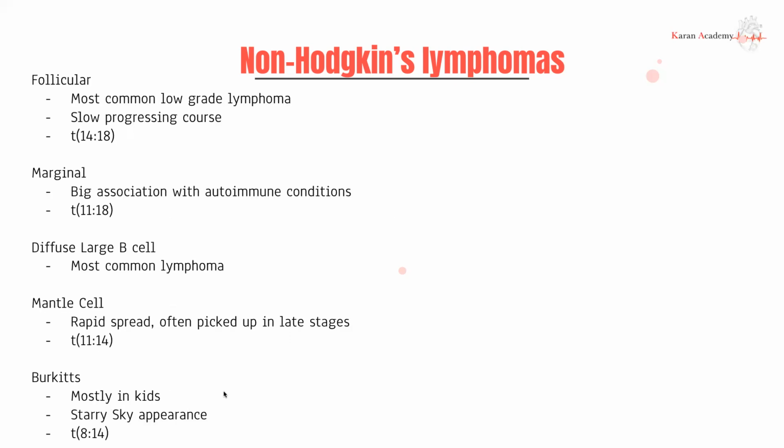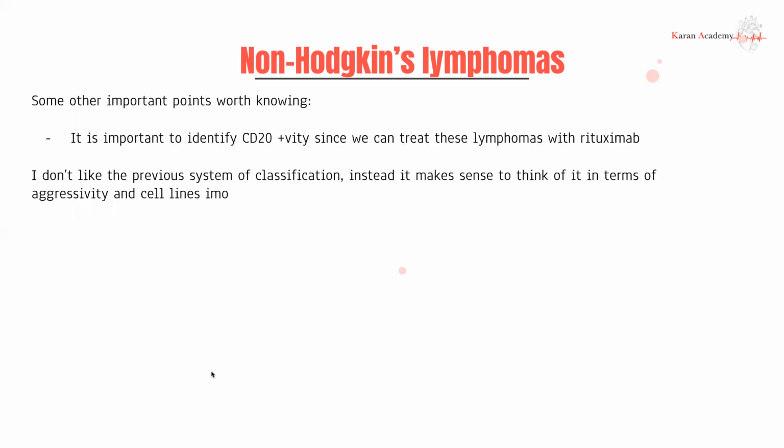Here are some more buzzwords, important to know. So follicular is the most common low-grade lymphoma. Marginal has associations with autoimmune diseases. Diffuse large B cell is the most common lymphoma, and it's the one I saw most commonly during my hematology rotation. Mantle cells are going to be spreading very rapidly, and Burkitt's is most commonly seen in kids with what's known as a starry sky appearance on a lymph node biopsy.